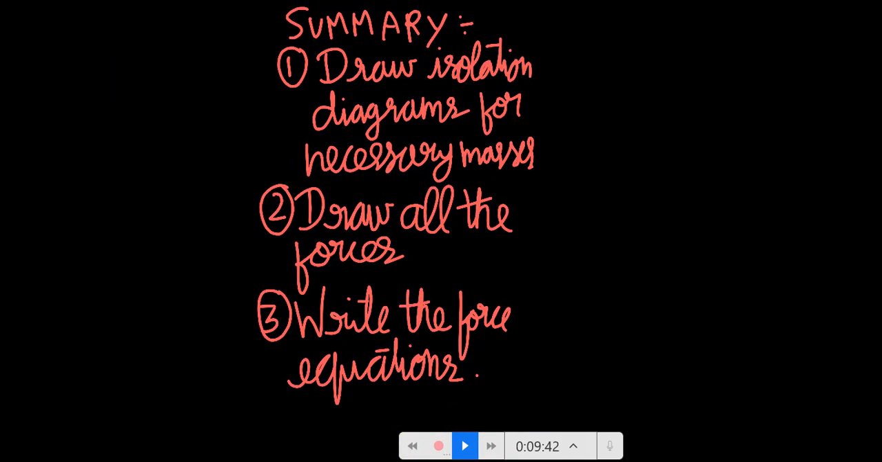And the second step, draw all the forces. Remember not to forget gravity. Okay, draw all the forces. And the third was write the force equations. Use Newton's second law and write the force equations.